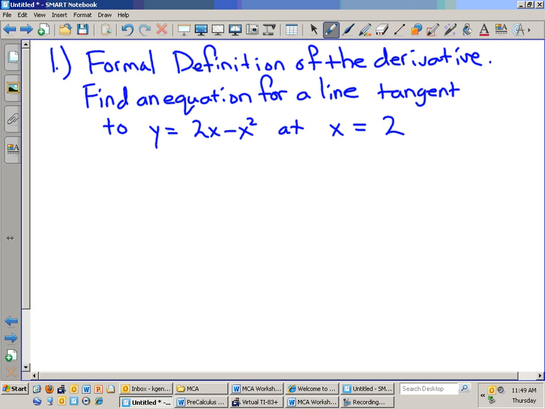This is the question. First one. This is the first part that you'll have to do, and I would say this is extremely important to your success moving forward. You can understand, if you do choose to take calculus again, or if you take a test. But the formal definition, the derivative, finding an equation for a line tangent to y equals 2x minus x squared at x equals 2. So, do you remember what the formal definition of the derivative is?